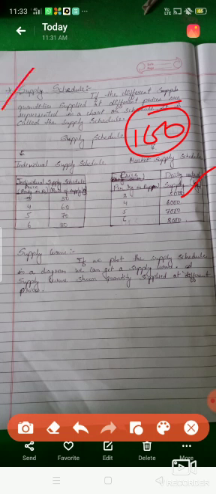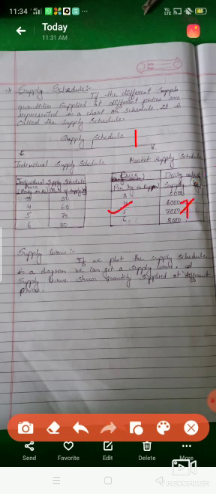Suppose that there are 100 suppliers. So with 100 suppliers, when price was 4, quantity supplied was 6,000. Why 6,000? Because if an individual supplier is supplying 60 kg when price was 4, then 100 suppliers will supply 6,000 kg. When price was 5, it became 7,000 because 70 into 100. And when price rises from 5 to 6, it became 8,000.